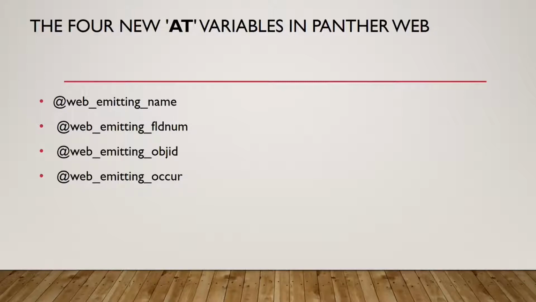For the Panther widgets such as single line text field, dynamic label, and static label, you can make use of emitting name, emitting field number, and emitting occurrence number. Whereas for the widget categories such as boxes and grids, you'll be making use of emitting name and emitting object ID.